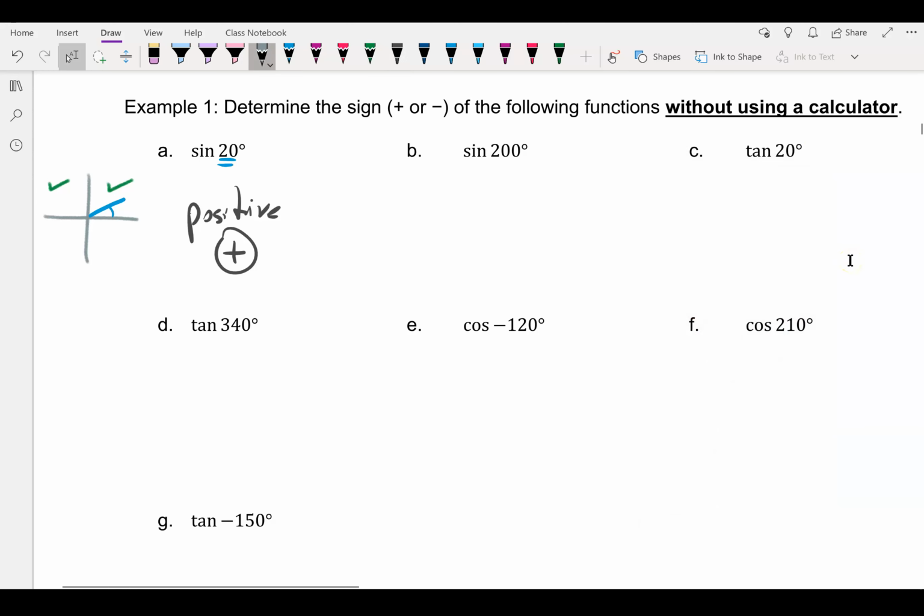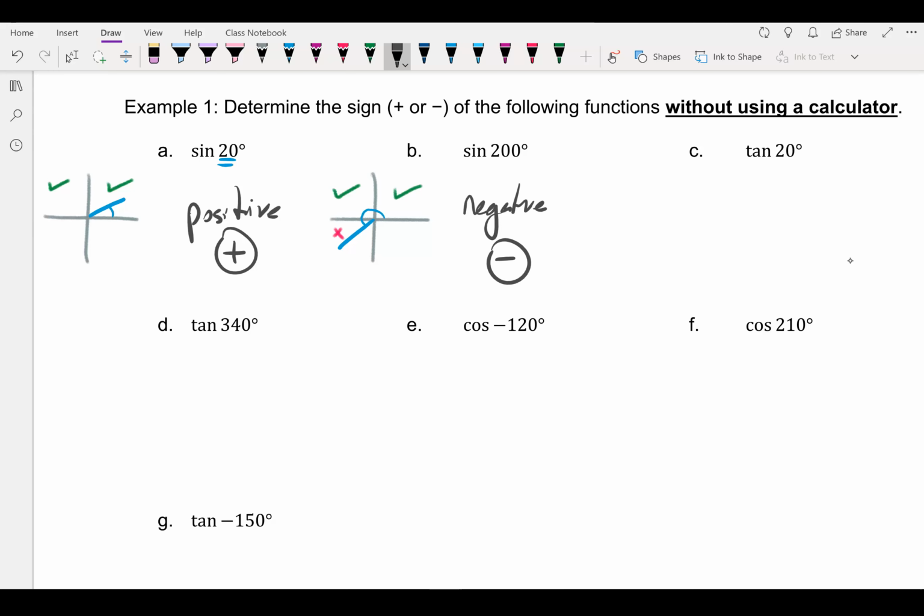So let's do the next question. If you can do this in your head, that's great, but I just want to make a little sketch. The angle 200 is down here somewhere. Okay? You should know that. That is in the third quadrant. Sine is only positive in this quadrant and that quadrant. Sine is not positive in these two. So the sine is not positive in that quadrant. That means it must be negative. And so we say it's a negative, okay? And just say negative like this.